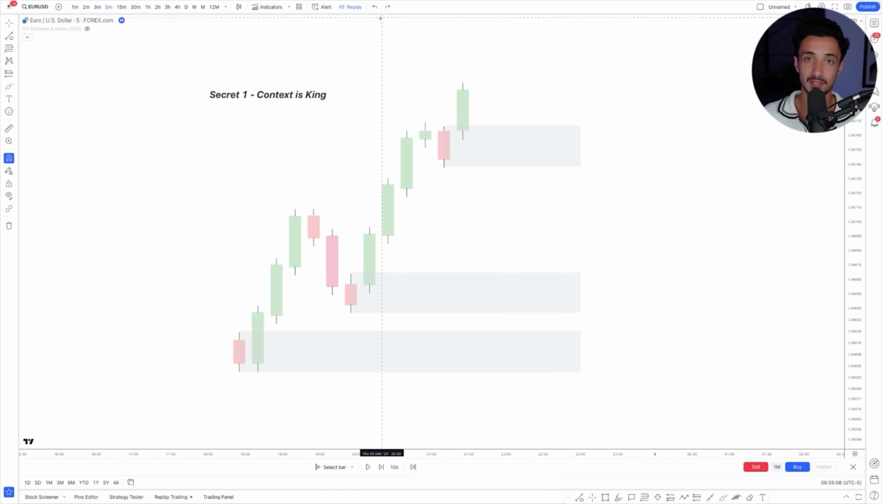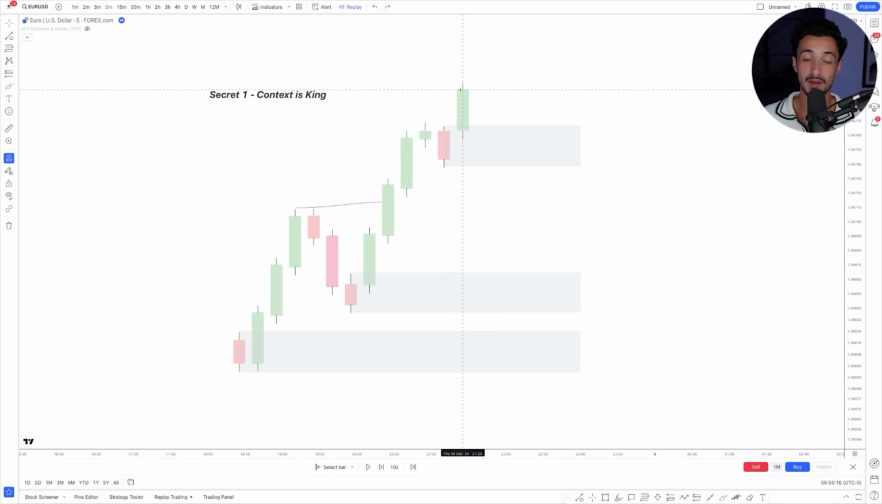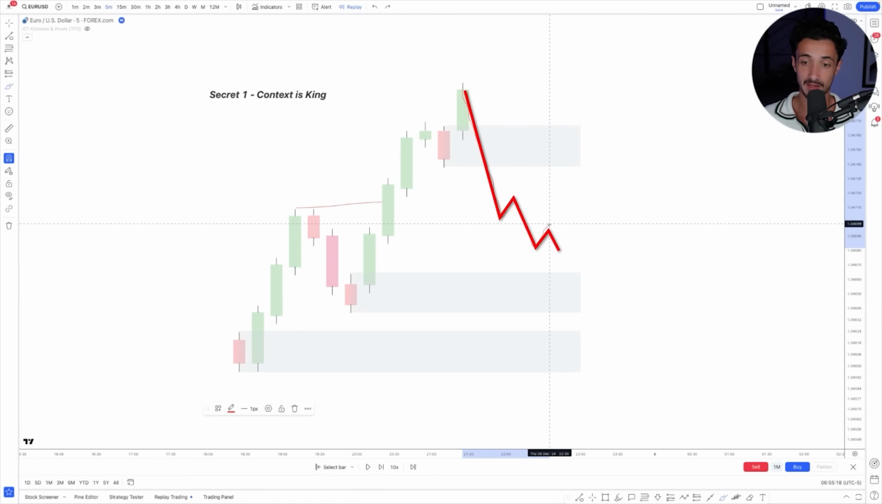You have to understand the context. You have to wait for price after we've had a break of structure and we've had an expansion higher. You need to wait for price to have a pullback like this. So many traders will get stopped out on these order blocks right here. I see it time and time again.